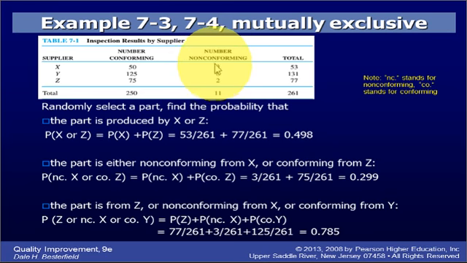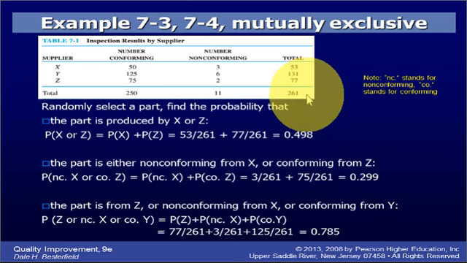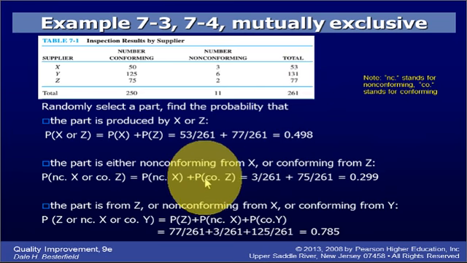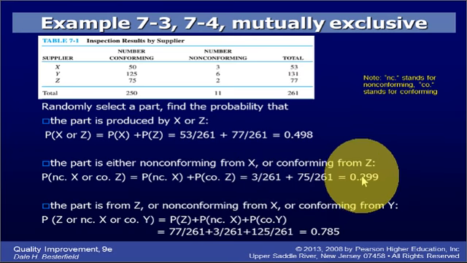So the non-conforming parts from X is this number, right? We have 3 parts that are non-conforming and from X. So it's 3 divided by the size of our sample space, right? And then for the conforming parts from Z, we have 75 conforming parts from Z. This number is the number of outcomes that make event B true, right? So I use 75 divided by my sample space size, 261. And this gives me the probability of conforming parts from Z. So now you sum up these two probabilities, and this gives you the final answer.